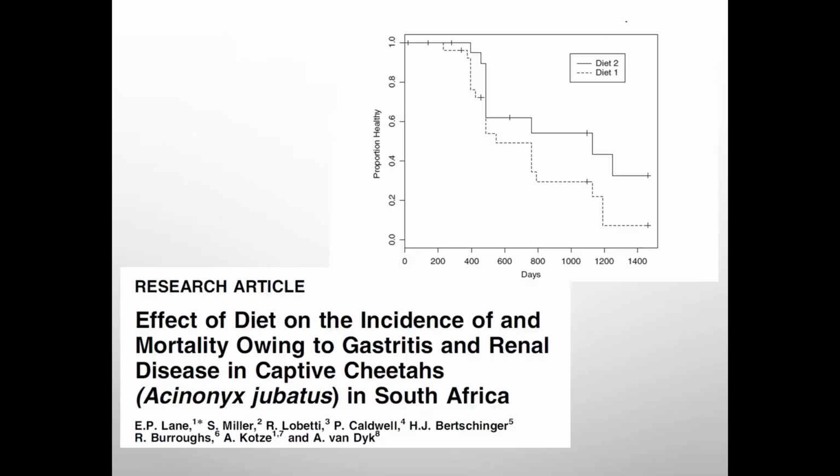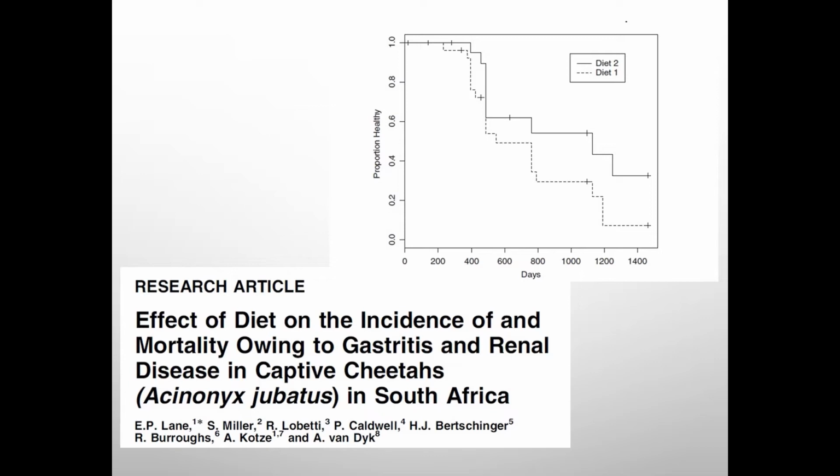There's been a little bit of research on this. My colleague Emily Lane, who's now Emily Mitchell, has done one study, and this was done at Anne van Dyk's Cheetah Center, where they looked at 2 different diets. One contained some IMs, so about 30% of the diet was IMs, and the other one was just, I can't remember, but there was a difference in the development of gastritis, and the ones that had IMs had lower development of gastritis.